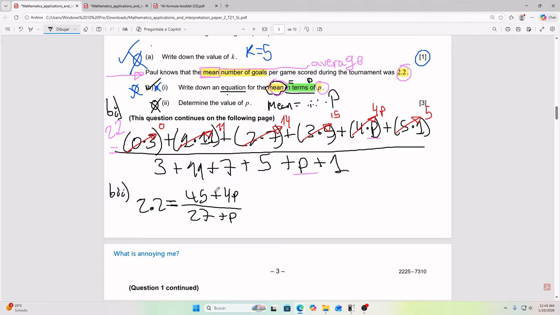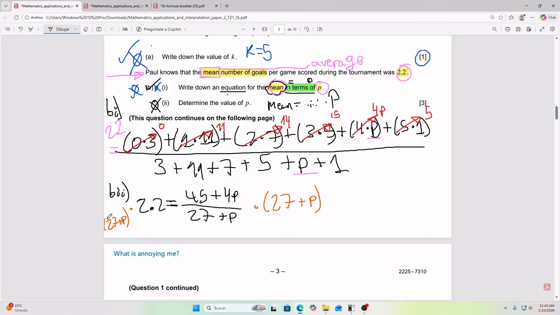Here is a magic trick. Multiply by the thing on the denominator. And so if you want to get rid of the fractions, well, this is the part that's annoying you truly. So what you can do is multiply everything by 27 plus p. That means if you do it on one side, golden rule in algebra, you do it on the other side as well.